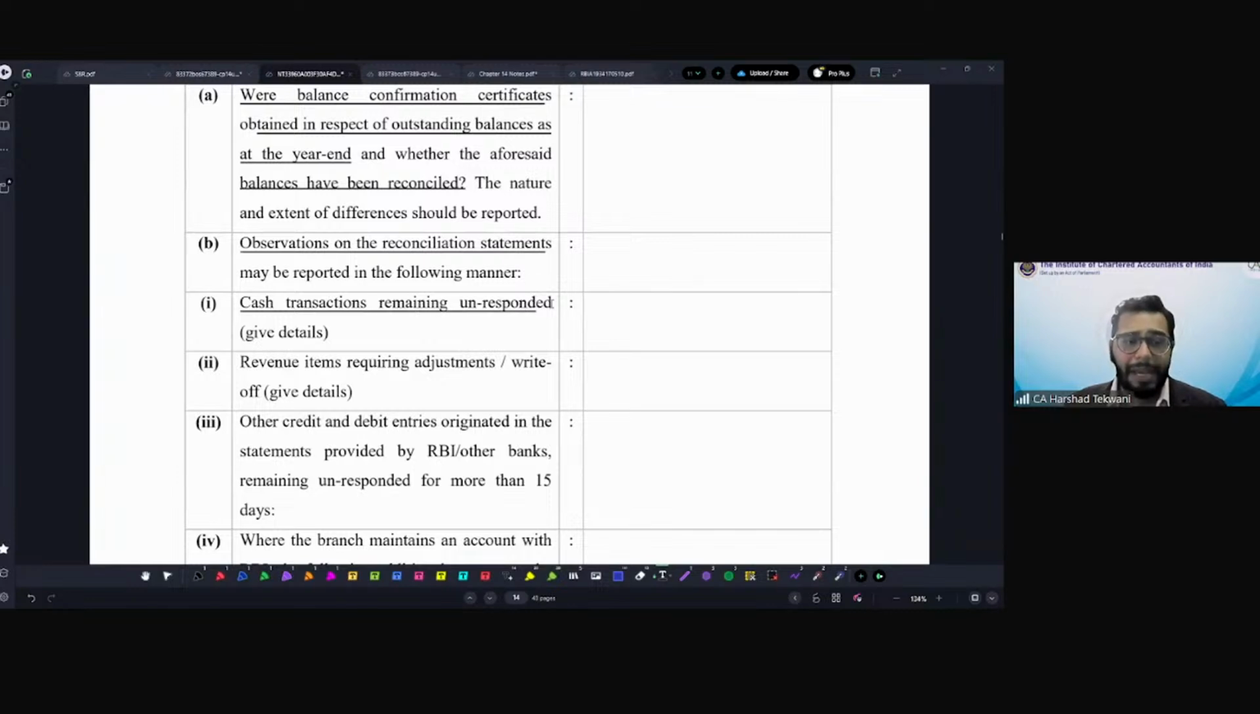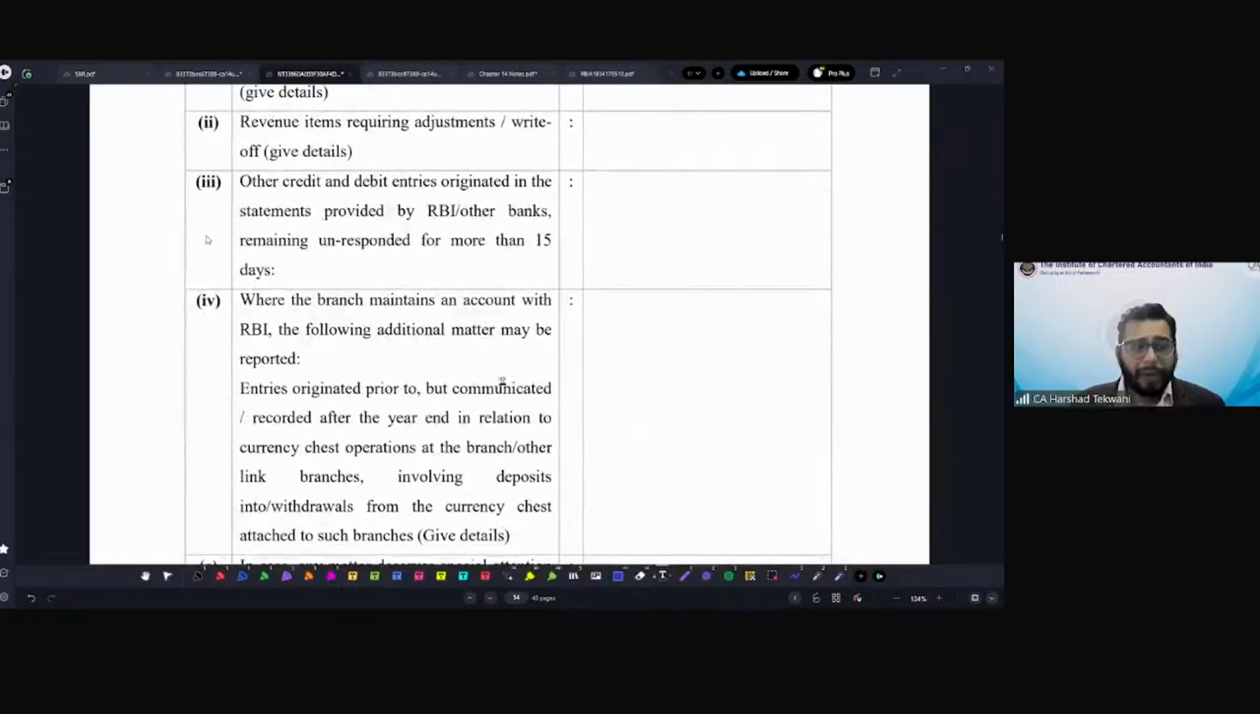Cash transactions remaining unresponded, if there are any. Revenue items requiring adjustments. Other credit and debit entries originating from the statement provided by the RBI. So there are many of these things, and reconciliations are required to be done from time to time with the balance with the RBI.